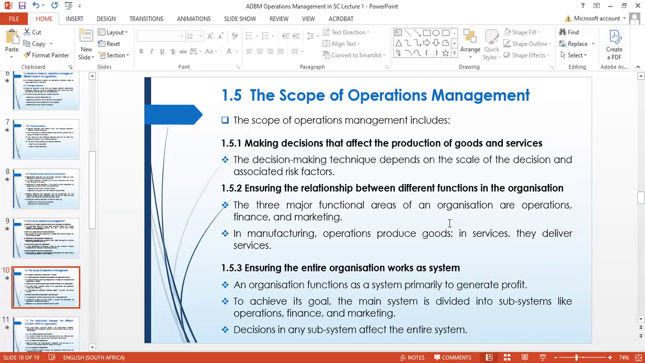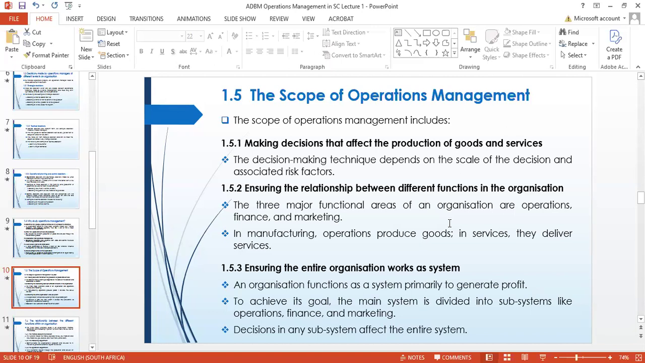And then we have the scope of operations management. The scope includes various items. The first one is making decisions that affect the production of goods and services. That's the first scope of operations: making decisions that are going to have an effect on how goods are going to be produced and how services are going to be delivered. The decisions made here depend on the risks involved in producing the good or delivering the service. If there are high risks, then tough decisions have to be made.